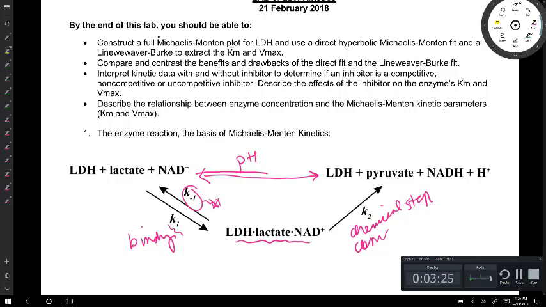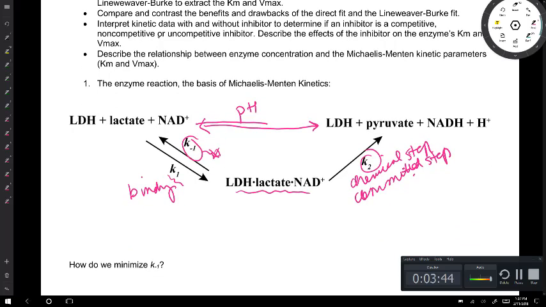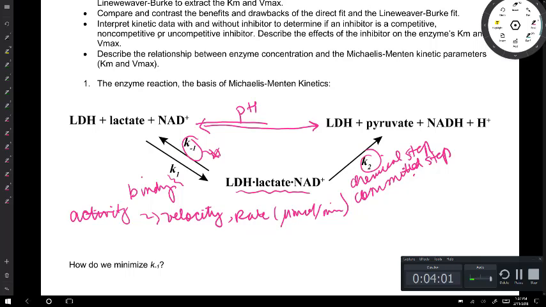also known as the committed step, and also known as the hydride transfer, depending on which part of the reaction you're looking at. And this is our k2 step here. So when we're measuring the LDH activity or the reaction velocity or the rate, so that's micromole per minute, we're actually measuring the whole reaction.